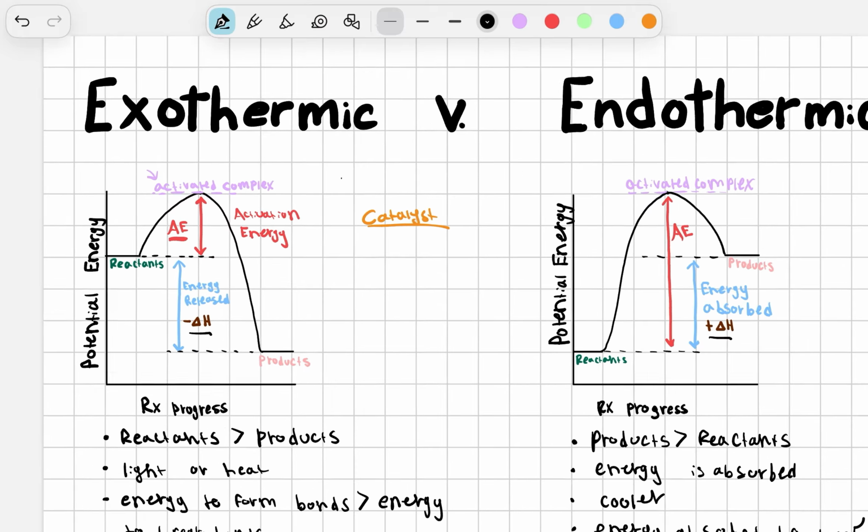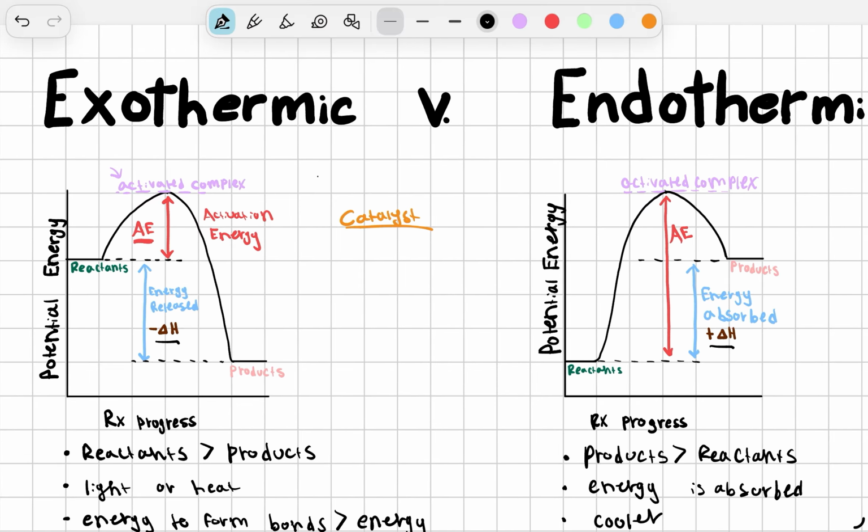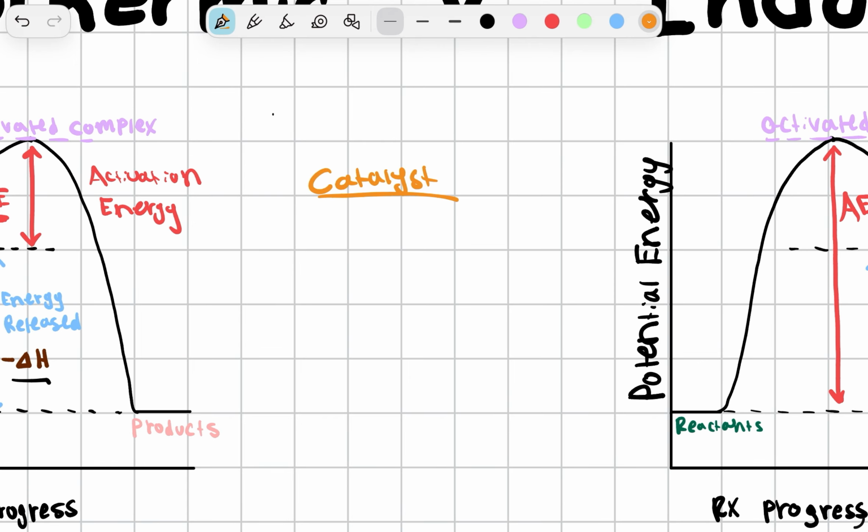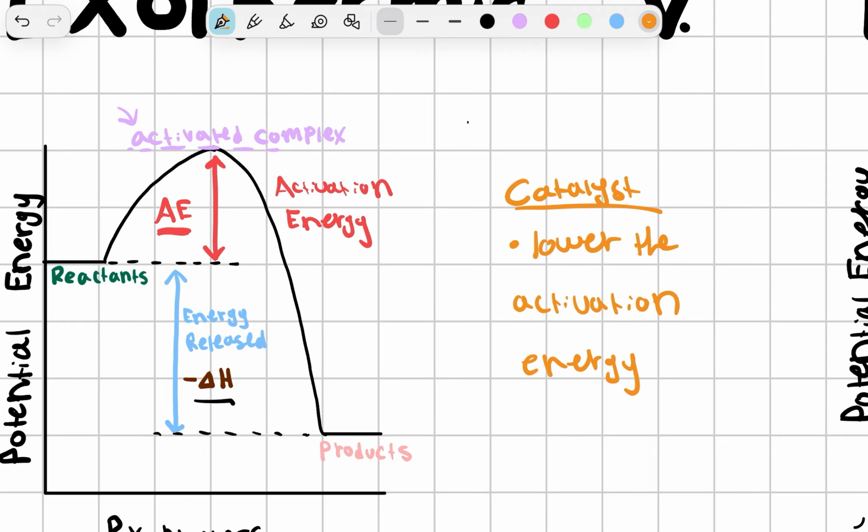Okay, the last thing I want to touch on is the effect of a catalyst on these reaction progression graphs. So we know that a catalyst will lower the activation energy needed for a reaction. So what will this look like? The path of the catalyst will look a little bit like this.